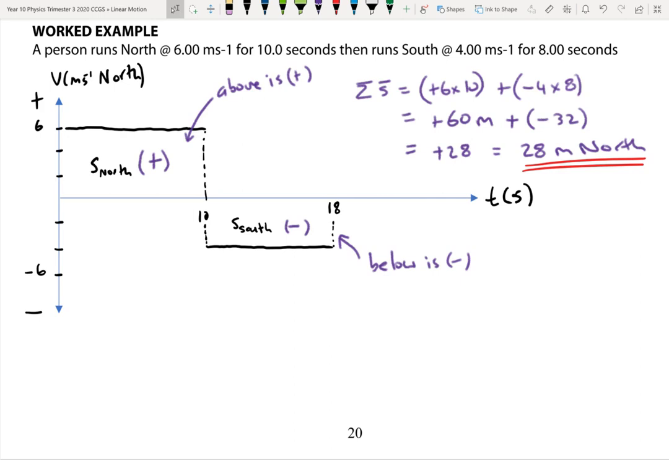We could go back now to look at what was the average speed, what was the average velocity: distance over time, displacement over time. You're going to get two different answers. You could do 92 over 18, that would be your average speed because you travelled 92 metres. But your average velocity is going to be 28 metres north divided by 18. So you can get all of this information.